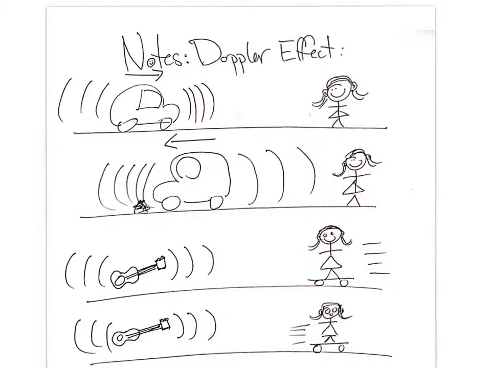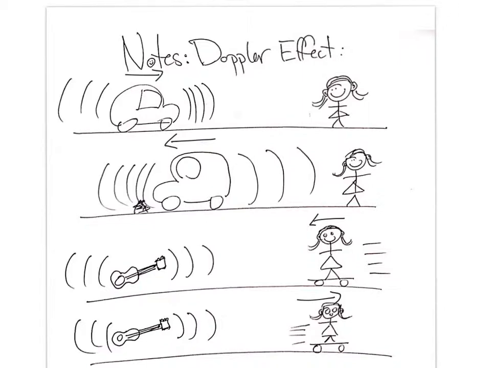In our third situation, the source of sound is stationary, so the guitar is emitting some frequency and it doesn't move, yet you on your skateboard are approaching the source of sound. And here, in the fourth situation, you are moving away from, or receding from, the source of sound.